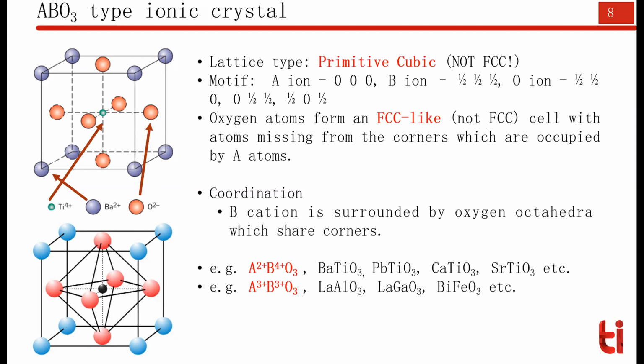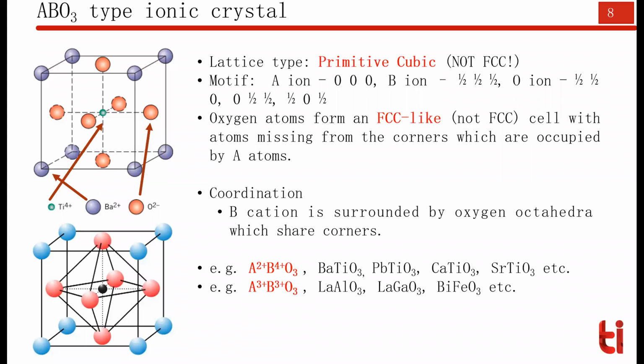So, what are the coordinate positions of the anions and the cations? In this case, we have titanium 4+ in the representative unit cell at the body centered position, and Ba2+ is making the lattice positions, so it is at the corner of the unit cell.